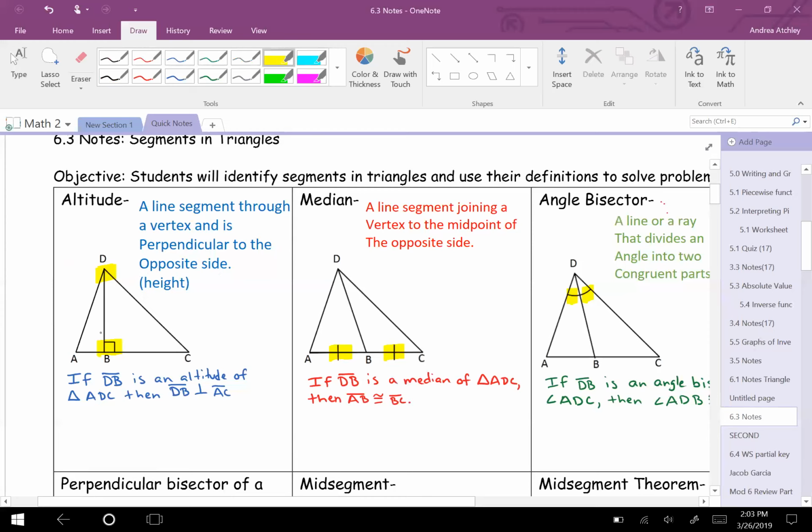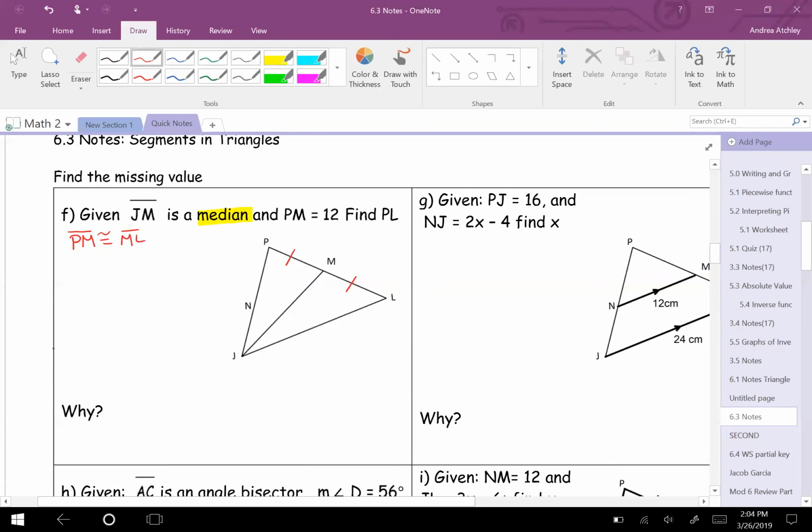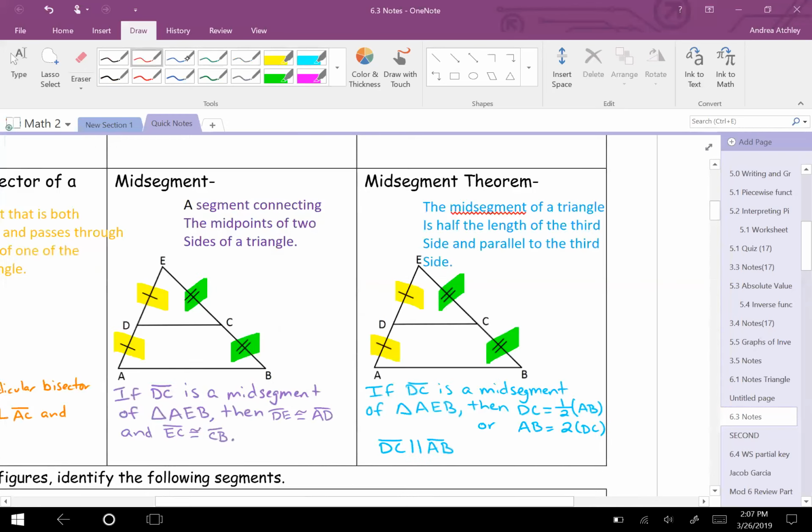Okay, so that was identifying them. Now, can you tell me what it means? If I tell you it's a median, what does that mean? Okay, so here's a median. I go back to my figure. Okay, any ideas? Very good. Okay, so we're going to walk this through step by step because we have to explain why. So if PM is 12, that means that ML also has to be 12, because they're congruent. Those 2 pieces are congruent. 12 plus 12, so PL is equal to 24.